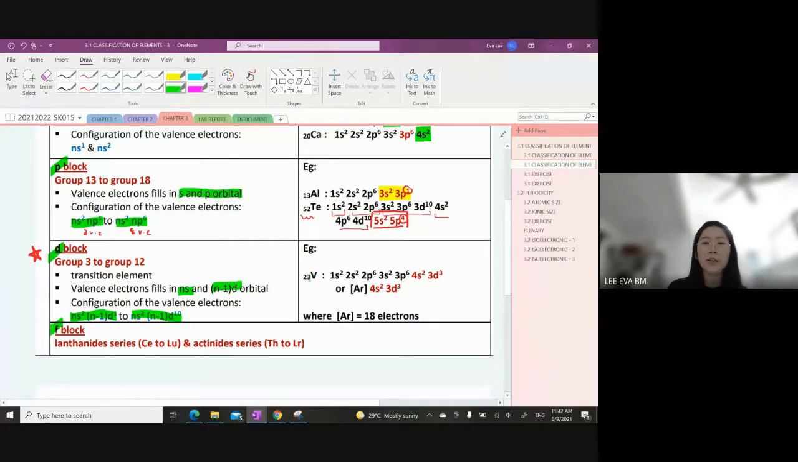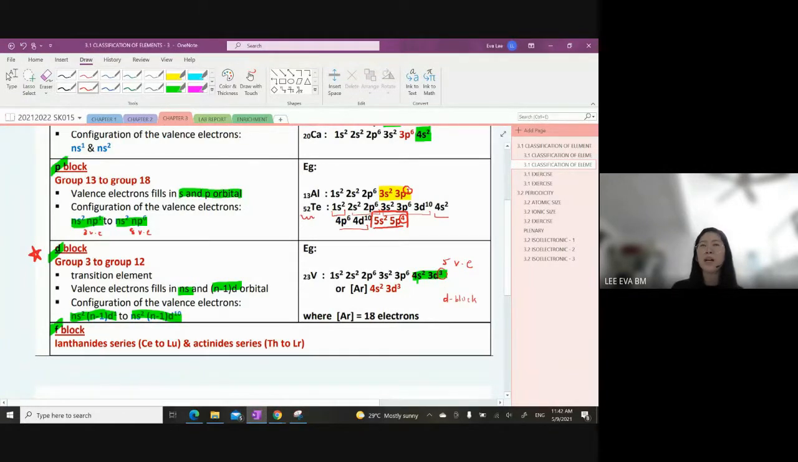So look at the electronic configuration for vanadium with proton number 23. So 1s2, 2s2, 2p6, 3s2, 3p6. Then it enters 4s2 and 3d3. In this case, we will take both of these subshells, the 4s and 3d, as our valence electronic configuration, and the number of valence electrons totals up to 5. And because the last electron fills in the d orbitals, therefore it is coming from the d block.